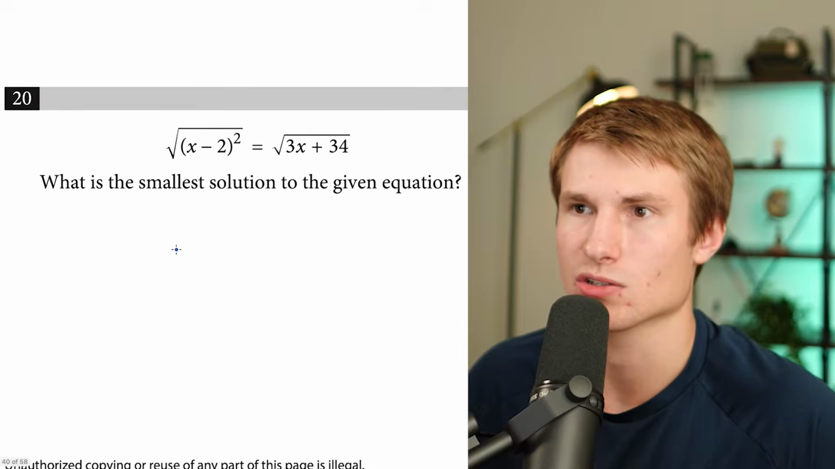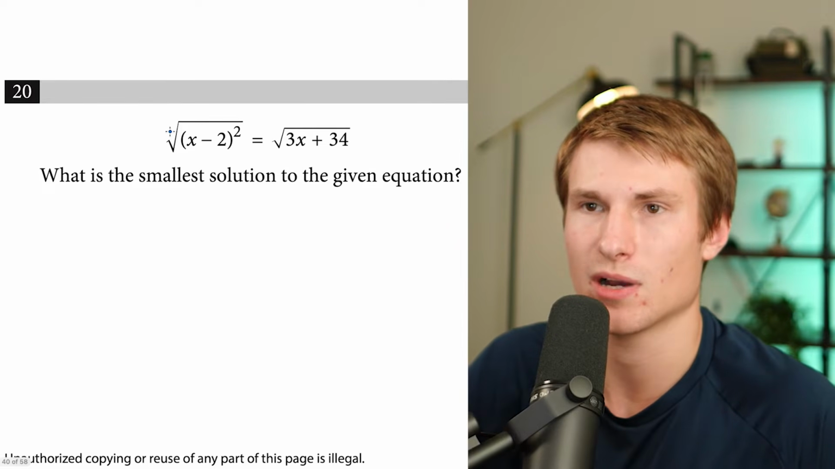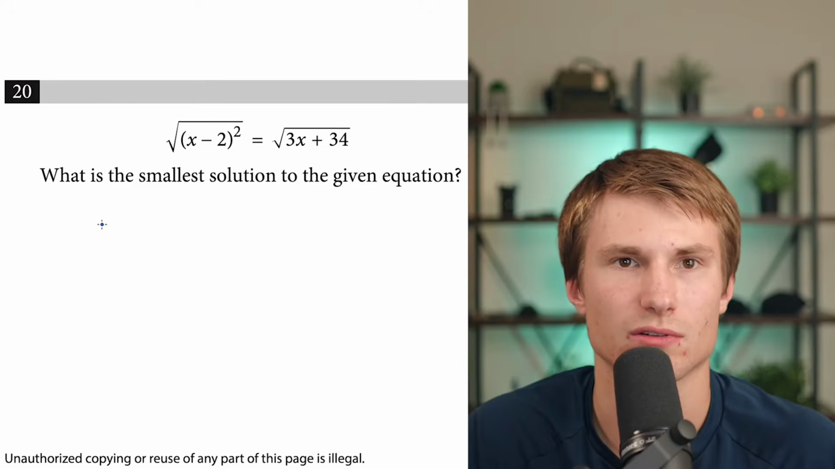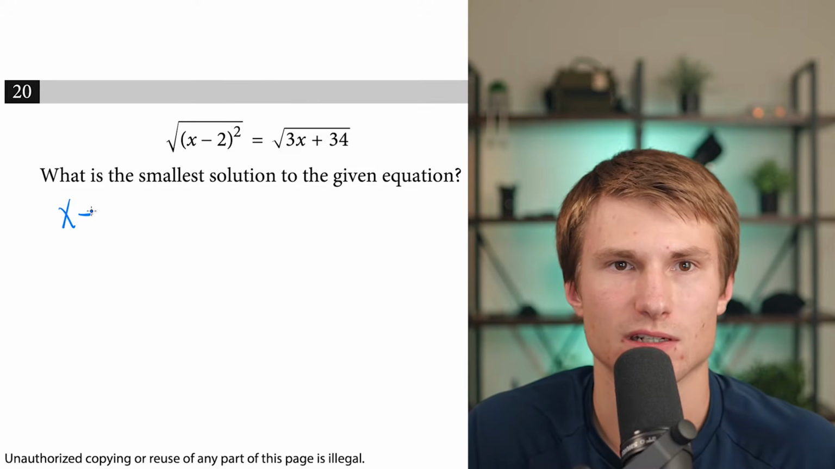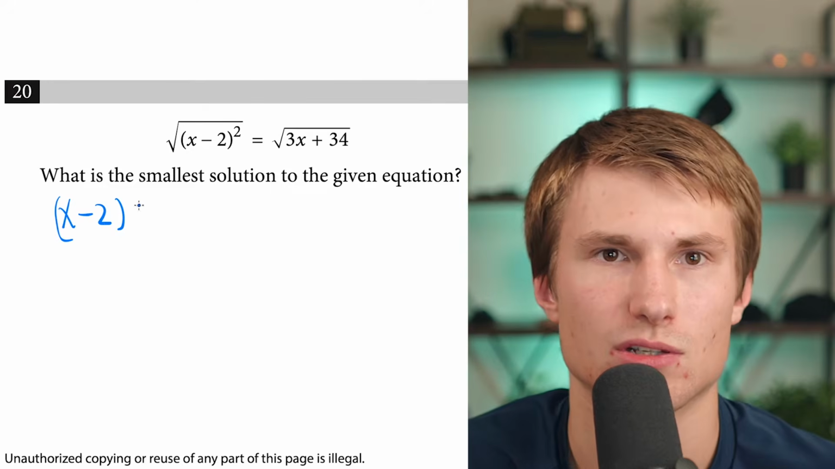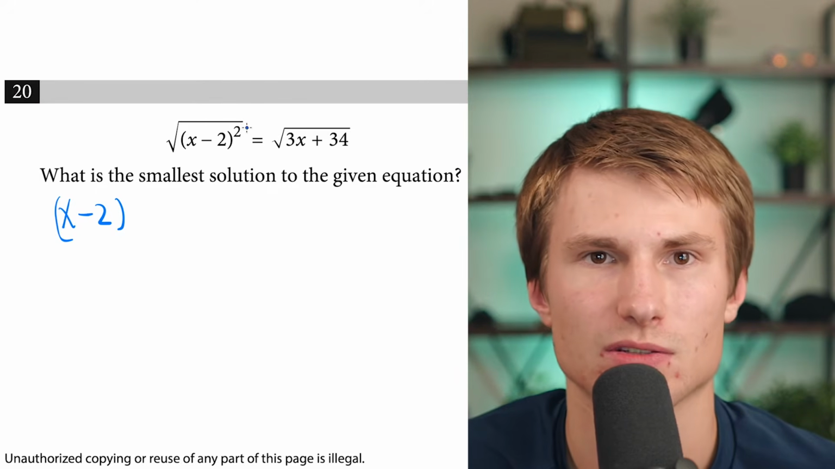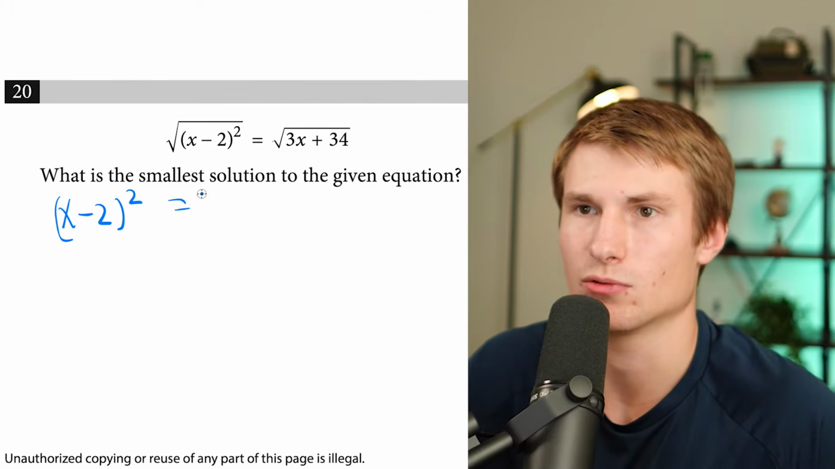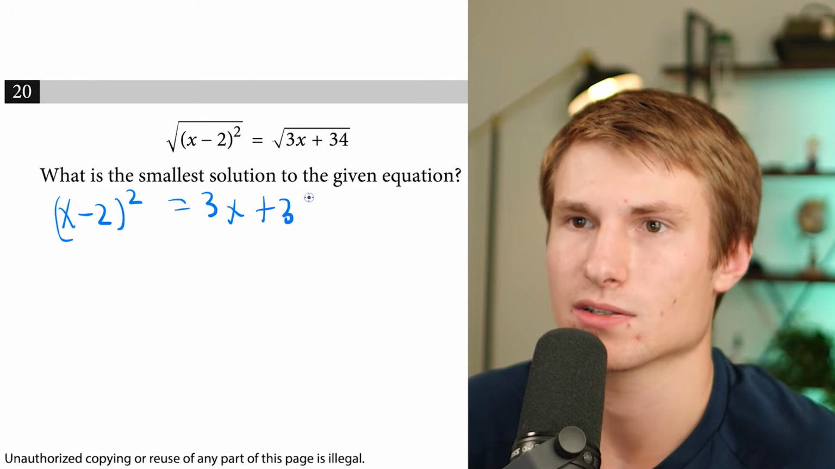What is the smallest solution to the given equation? Let's go ahead and start by squaring both sides to try to get our x out from underneath these square roots. Actually, yeah, we do have to square both sides. So we'll end up with x minus 2 squared equal to 3x plus 34.